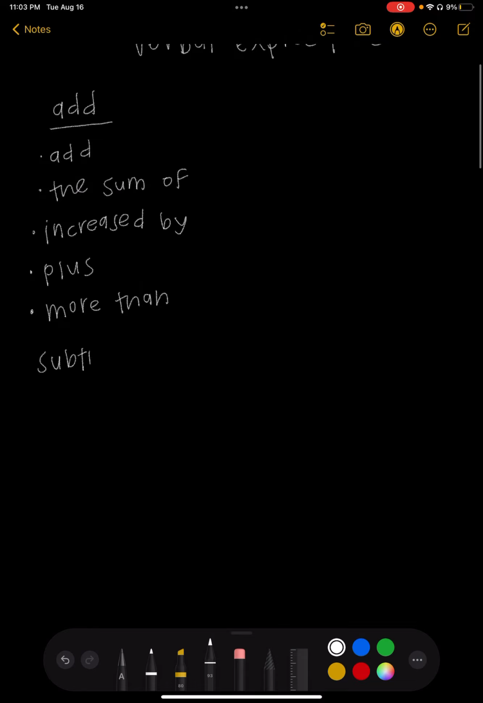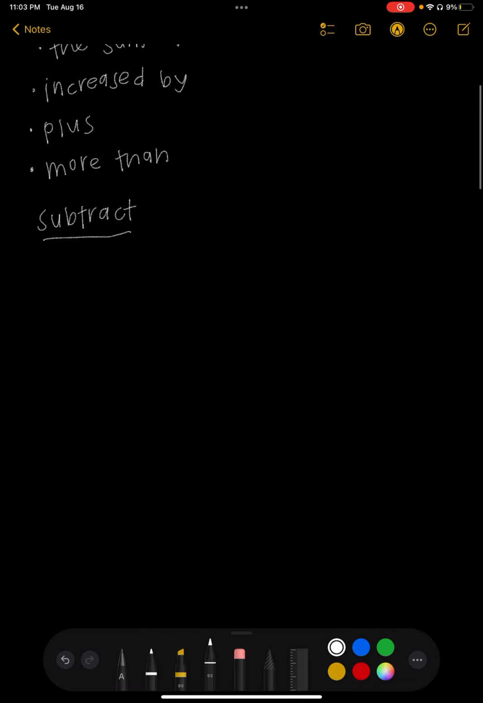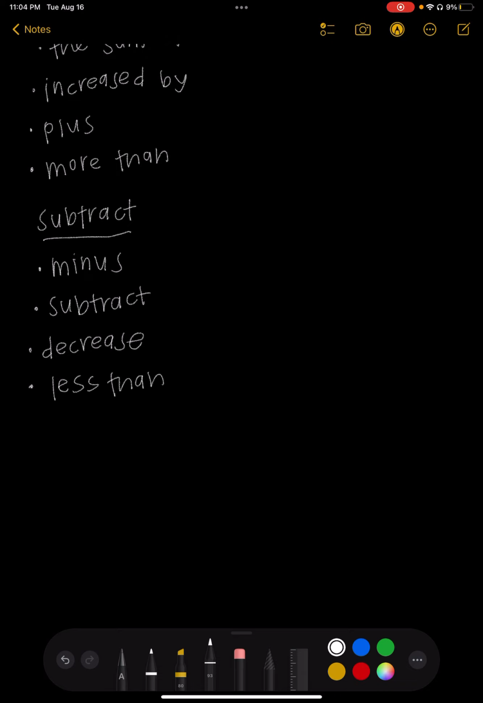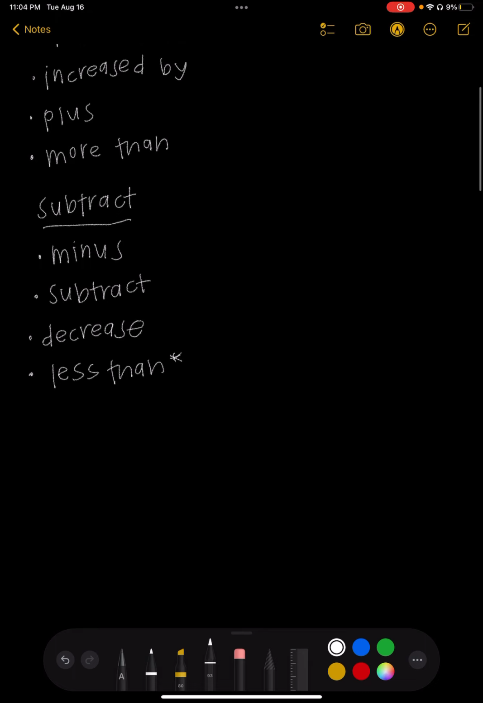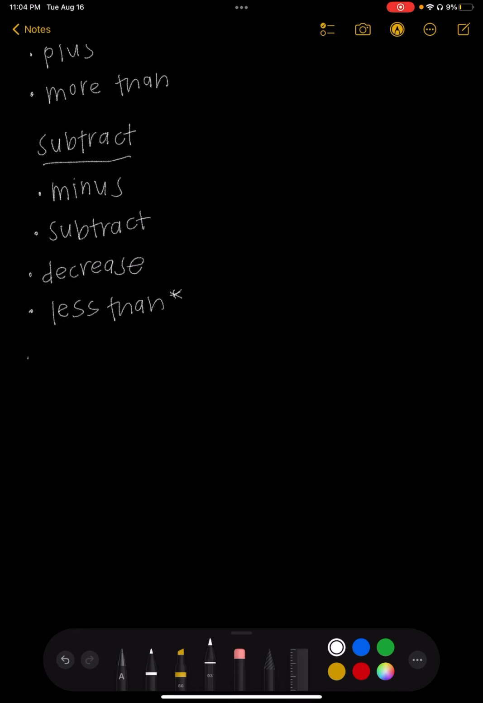Okay, now let's do subtraction. So a couple of phrases or words that mean subtract would be like minus, subtract, obviously, decrease, and then this one, less than. So less than, I'm going to put a little star next to it because this one is slightly different, but we're going to go over an example with it, and so we'll come back to why it's a little bit different.